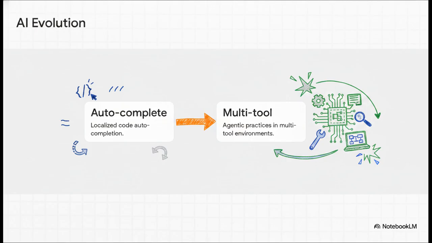Step two, though, that's where vibe coding lives, and it is a completely different ballgame. We're now seeing these agentic practices inside complex multi-tool environments. The AI isn't just finishing your sentence anymore. No, it's navigating your terminal, browsing the web, and managing your code editor all at once to build out an entire architecture from a single prompt.